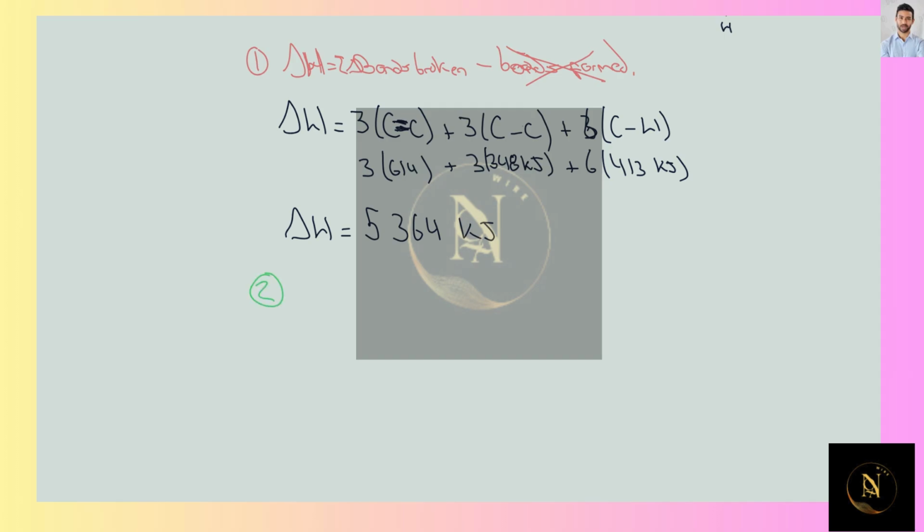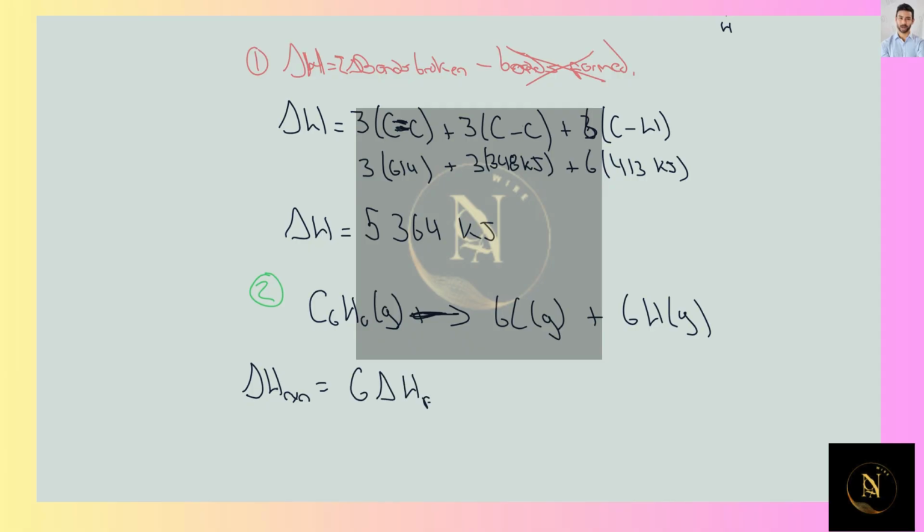So for the second method, what we're going to do is, let's write down again our reaction. Carbon gas plus 6 hydrogen gas. And the delta H for the reaction, according to Hess's law, is going to be equal to 6 times the delta H of formation of carbon as a gas plus 6 times delta H of formation of hydrogen atom as a gas minus the delta H of formation of benzene as a gas.